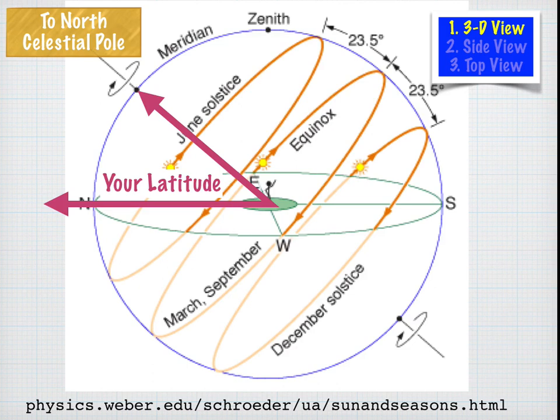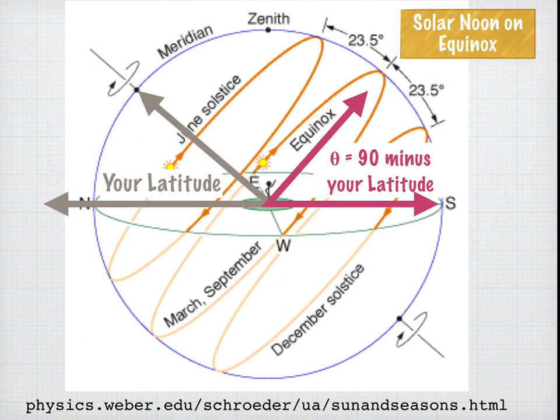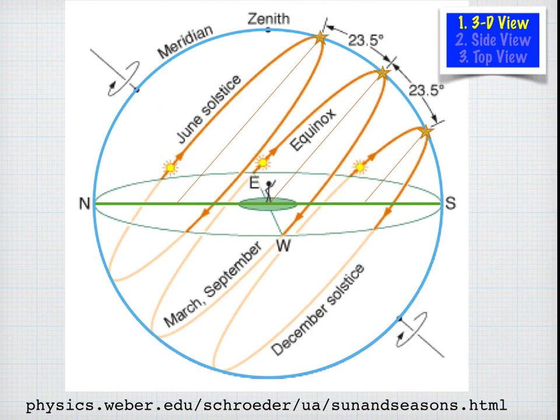The red arrow that's pointing upwards is pointing towards the north celestial pole. And so that angle that's formed is our latitude. So if we go in the other direction towards the equinox solar noon sun, that's going to be the complement. That's 90 minus our latitude. Okay, so that's going to be very important. We're going to call this angle theta, 90 minus your latitude, and that's the angle of the sun on solar noon on the equinox.